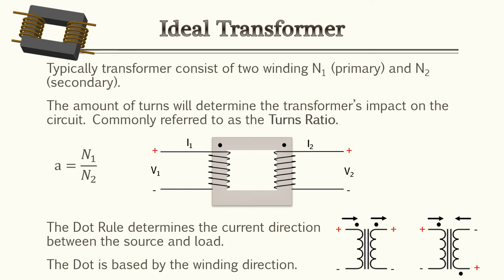Typical transformers consist of two sets of windings, the primary side and the secondary side. Based on the amount of turns in those windings, it will also tell you how this transformer will impact the circuit. The amount of turns is referred to as the turns ratio. This translates to how many turns from the primary side to the secondary side. So in other words, if you have a 2-to-1 ratio, there's twice as many turns on the primary side than the secondary side. Now with these turns, you also have the dot rule, and that determines the current direction between the source and the load. The dot is based on the winding direction.